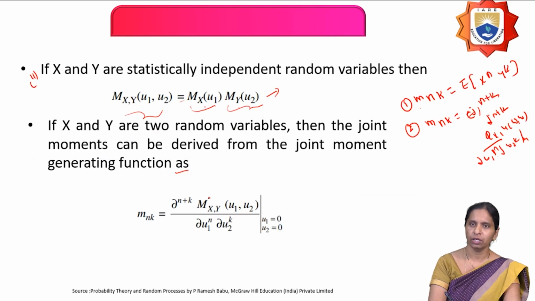Similarly, if you know the joint moment generating function of two random variables x and y, then you can calculate the joint moments about the origin by using the formula m suffix n comma k equals dou power n plus k of Mxy of u1 comma u2 by dou u1 power n into dou u2 power k. After differentiating, you have to substitute u1 equals 0 and u2 equals 0. The order of the joint moments about the origin is n plus k.